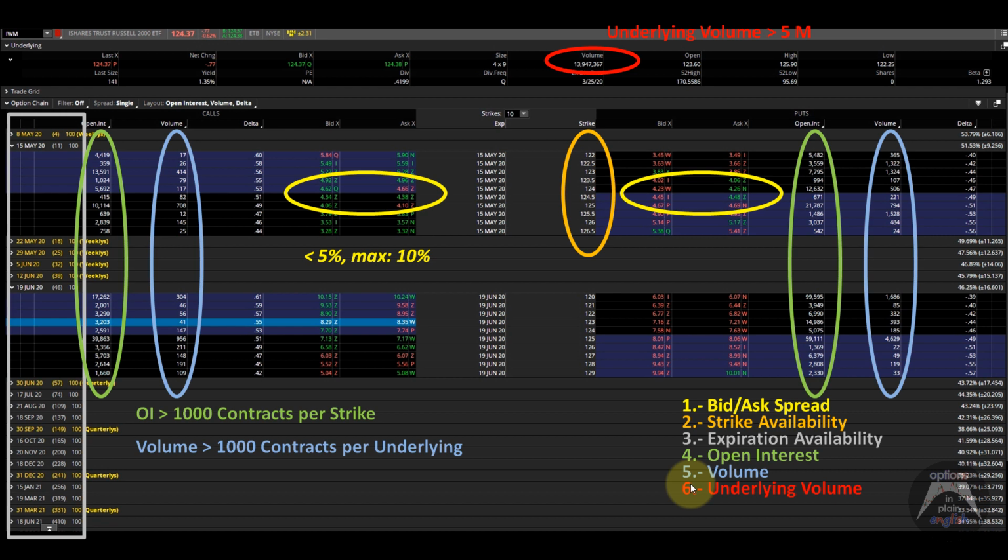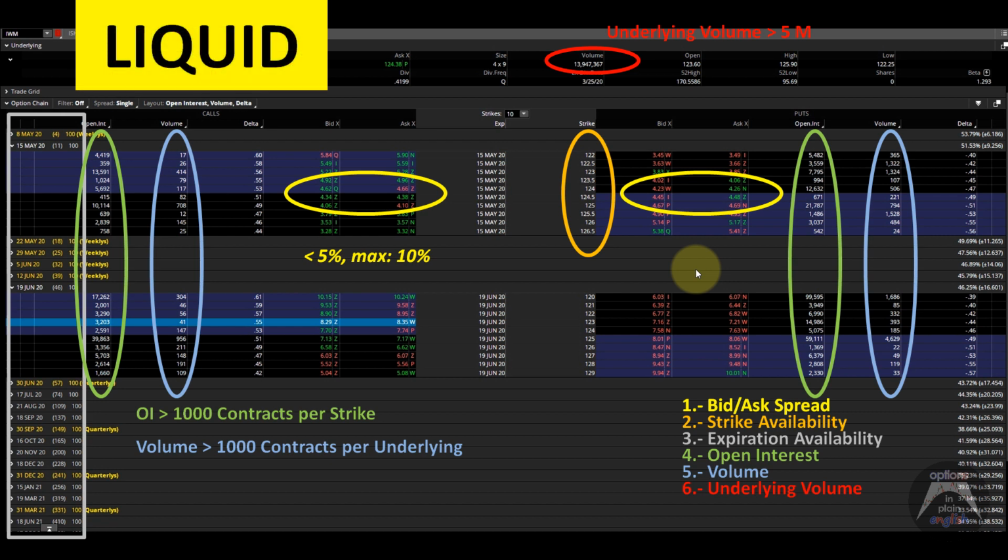So in summary here, if we look at IWM, we've seen that the bid-ask spread is around 4 cents. Strike availability: there are a lot of strikes available. Expiration availability: there are many expirations available. Open interest is very healthy, as well as volume. And the underlying volume is also very good. So we could say that this underlying and its options are liquid.